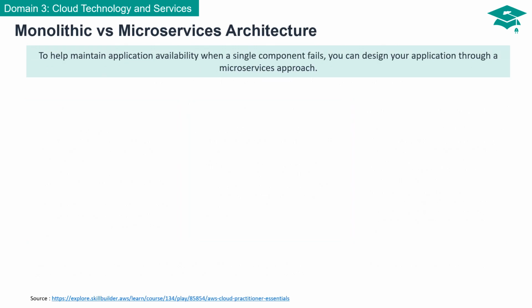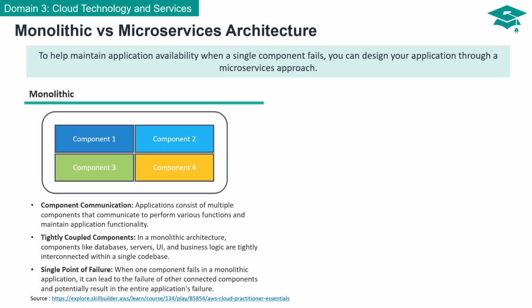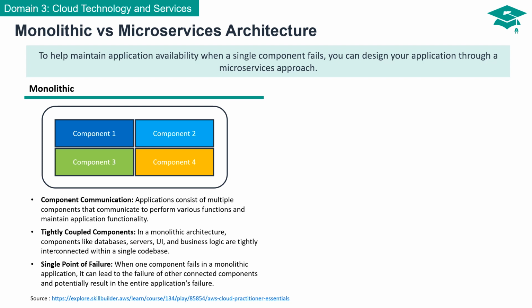We're going to take a step back and delve into the fundamental concepts of monolithic versus microservices architecture. So, if you found Amazon EventBridge, Amazon SNS, and Amazon SQS a bit overwhelming, no worries, we're simplifying things. Let's start with the basics. In the world of application design, we have two primary architectural approaches: monolithic and microservices.